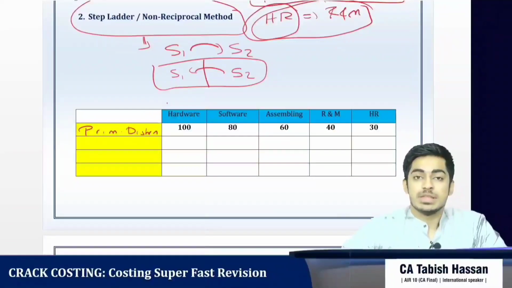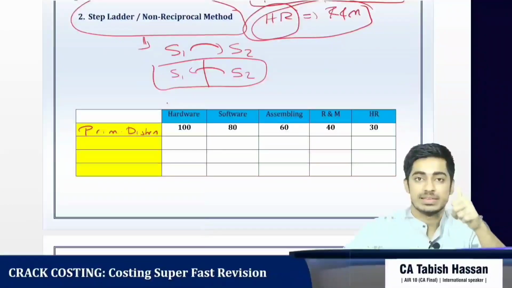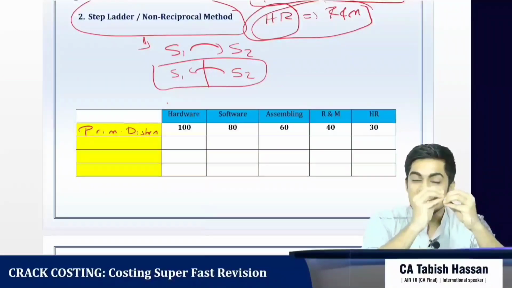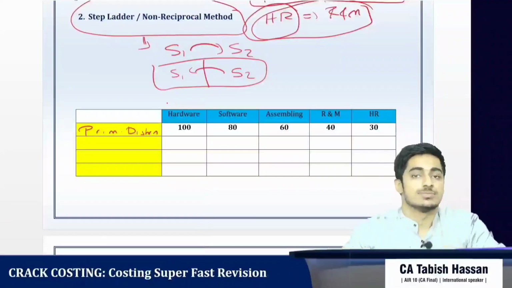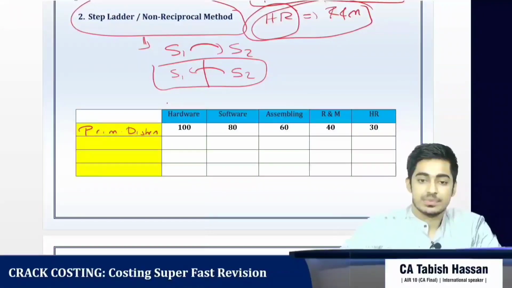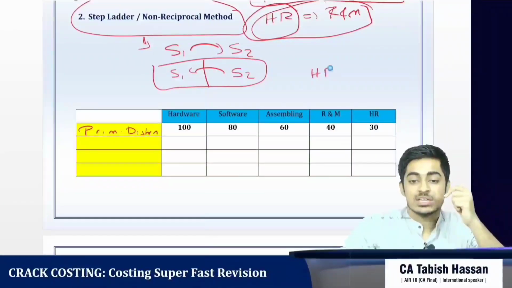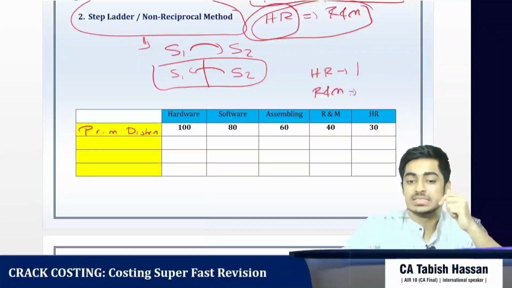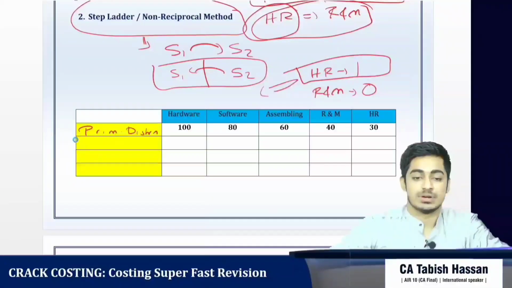So we have the primary distribution. The one rule which we need to remember in stepladder or non-reciprocal method is the service department which gives service to maximum service departments, we should reapportion its cost first. So here, the human resource department gives service to one service department, but repairs and maintenance did not give service to any department. So first we'll reapportion the cost of HR department.